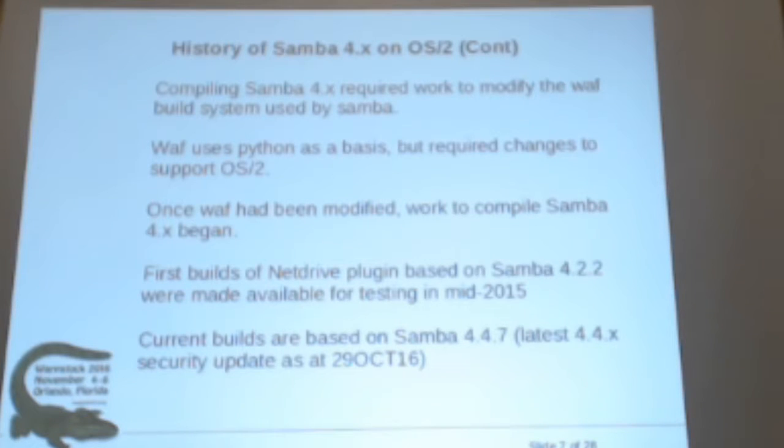The first builds of a NetDrive plugin based on Samba 4.2.2, from memory, were made available in about the middle of last year. And as I mentioned, Lewis has done a lot of the testing here. Currently based on Samba 4.4.7, which is the latest 4.4 security release as of the middle of last week. So Samba 4.5 is out. I haven't had an opportunity yet to work on that. The last few weeks have been pretty crazy at work, so the day job, unfortunately, has to take precedence.